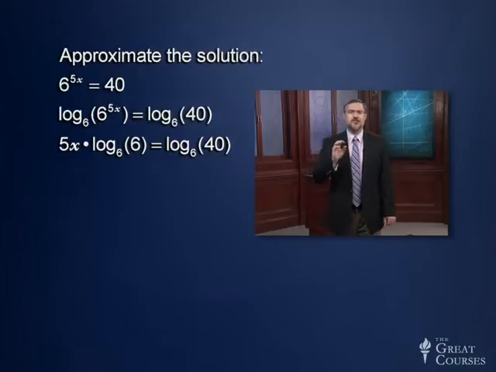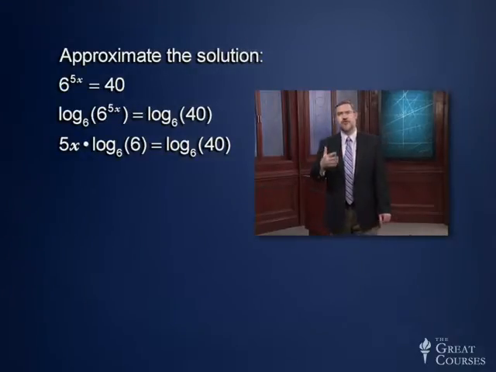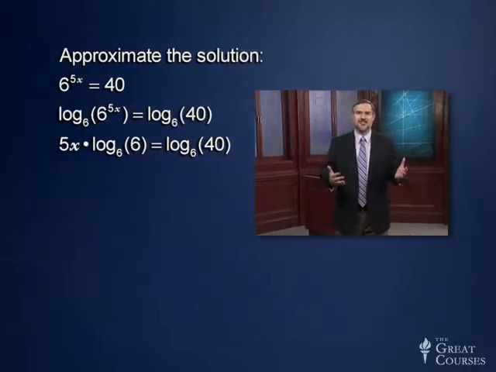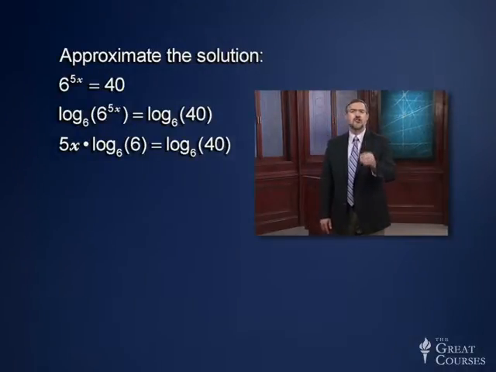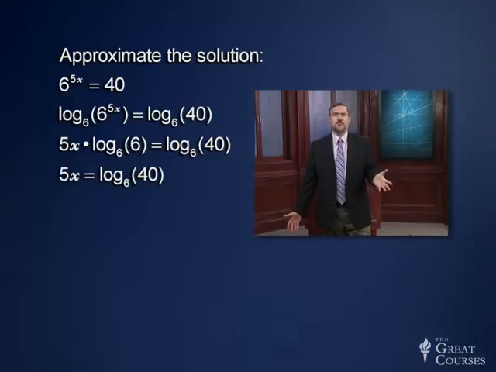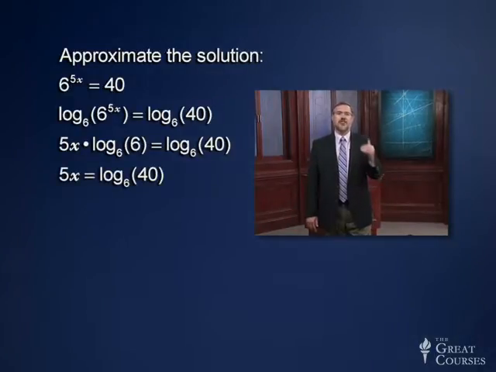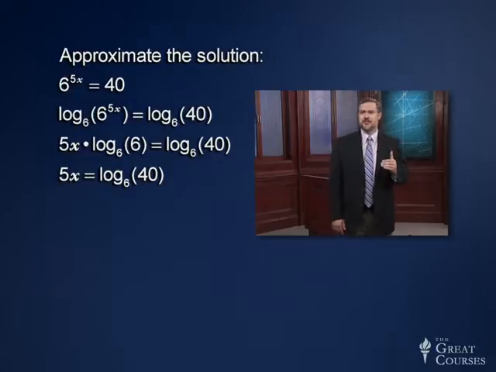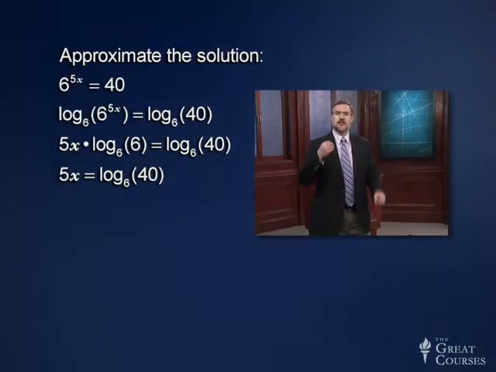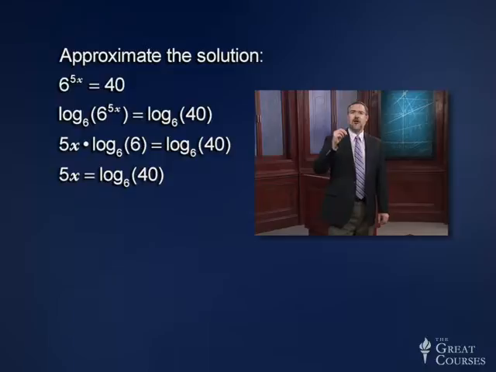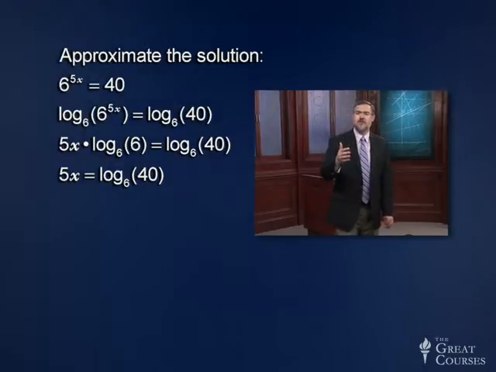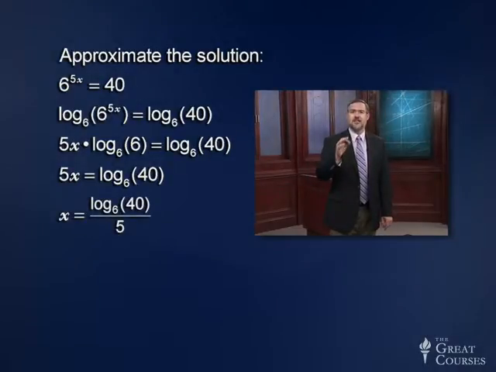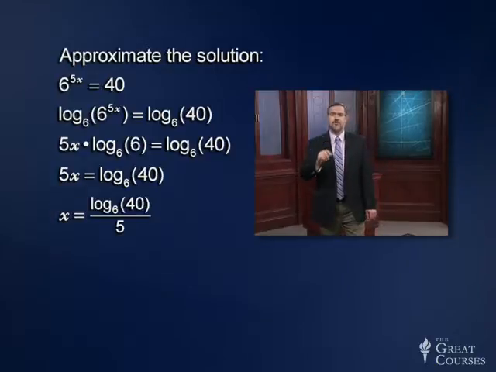So now I have 5x times the log base 6 of 6 equals log base 6 of 40. But the log base 6 of 6 is the number that I would raise 6 to get 6. That means that the log base 6 of 6 is just 1. So the left-hand side is now just 5x times 1, or 5x, and that equals log base 6 of 40. Do you see how choosing the log base 6 here has now helped us tremendously to getting x by itself? If I now just divide both sides by 5, I'll have that x equals log base 6 of 40 divided by 5.